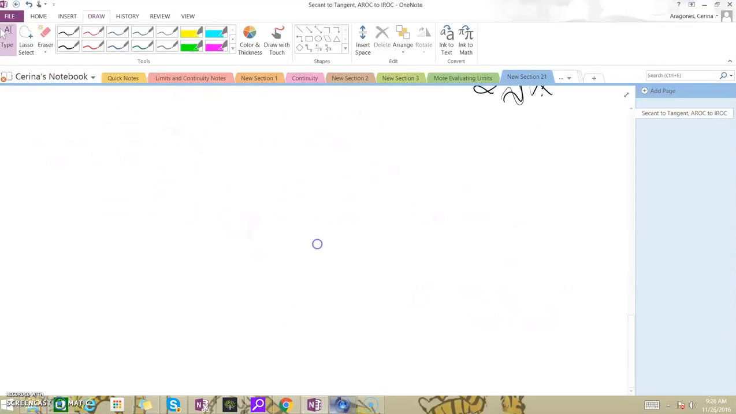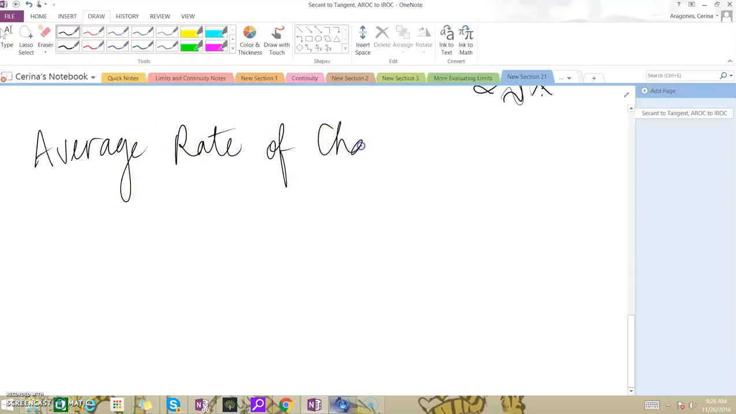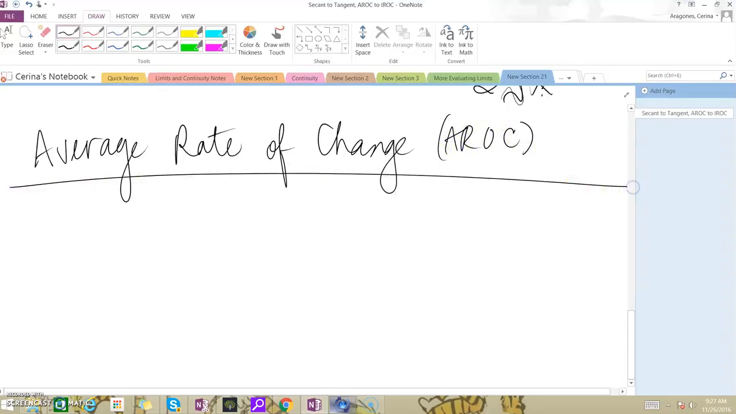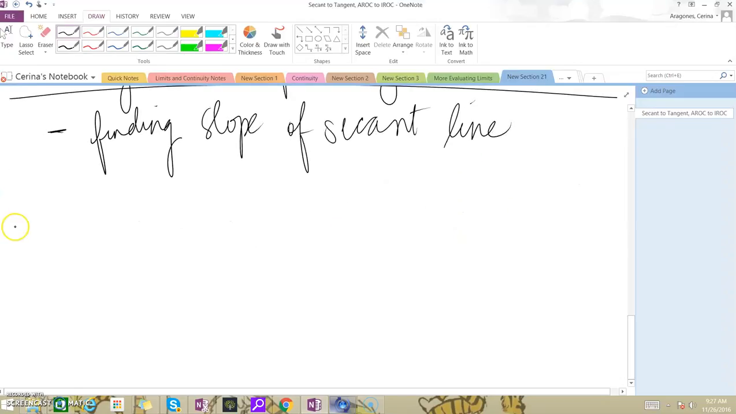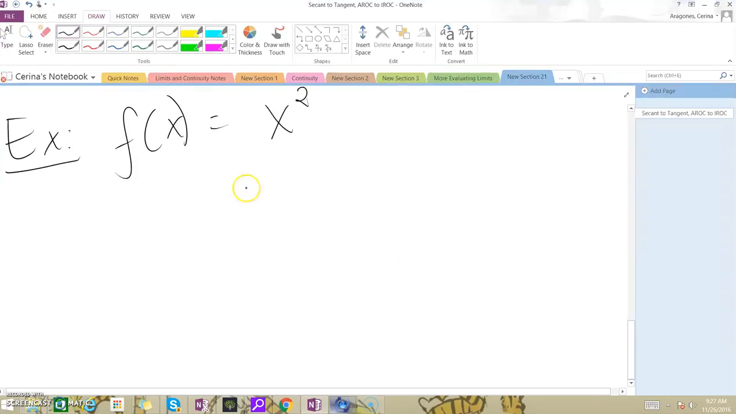Okay, let's move on now to secants and tangent lines. We have learned so far about average rate of change, or AROC for short. We can find the average rate of change by finding the slope of the secant line. So for example, let's do the function x squared. It just looks like this. Here's my x squared.